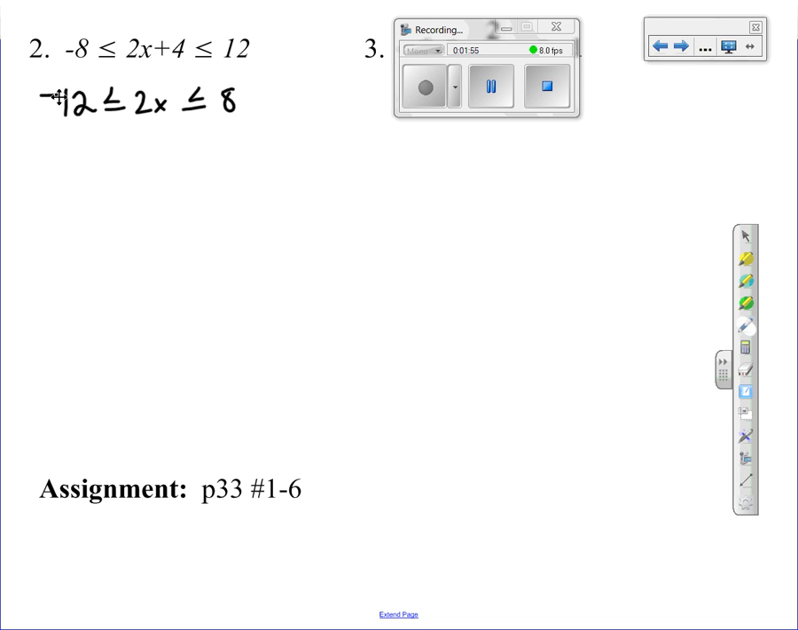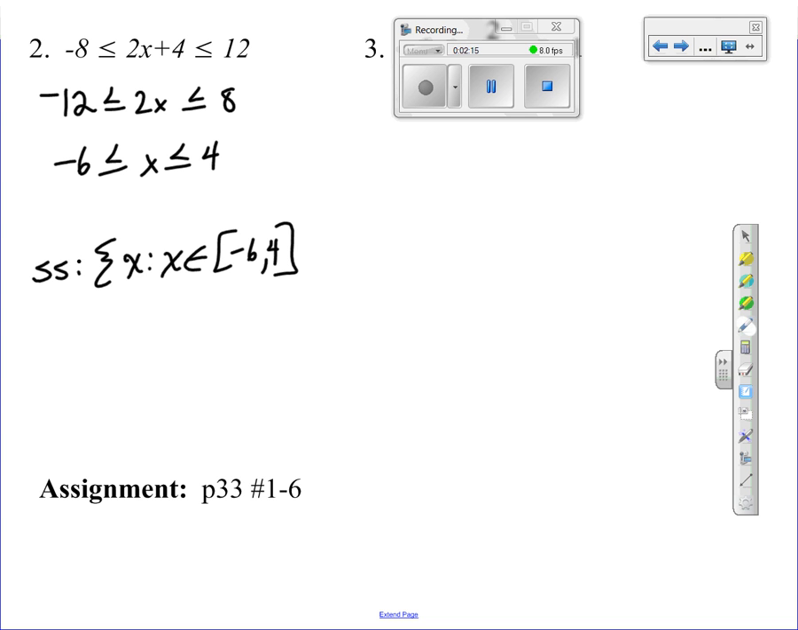So let's divide by 2 now. Whoops. That should be an x. And that's possible as well, again using interval and set notation. That's between minus 6 and 4, closed interval.